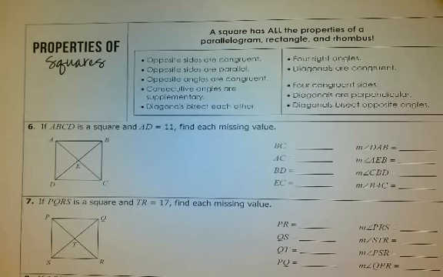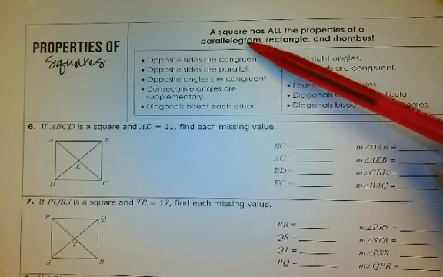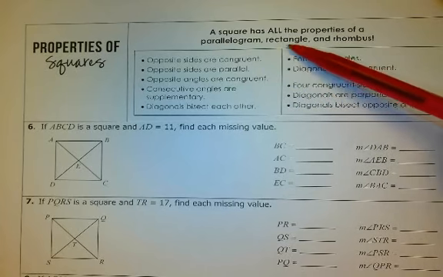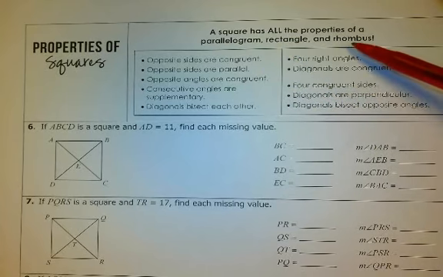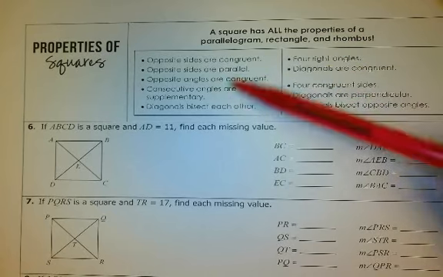Today we're going to talk about squares, what kind of properties they have, and how we can find missing angles and side lengths using those properties. In previous videos we have talked about parallelograms, rectangles, and the rhombus. These are some of the properties that all of those have.